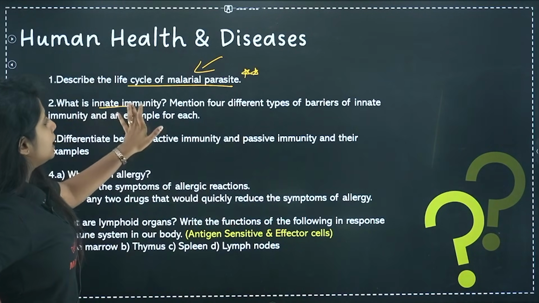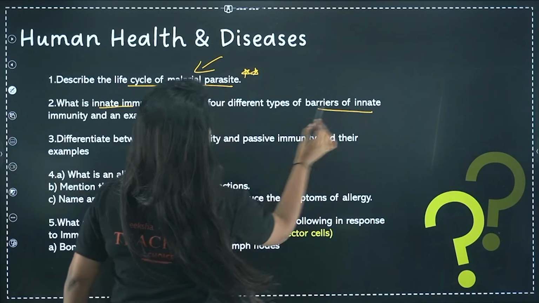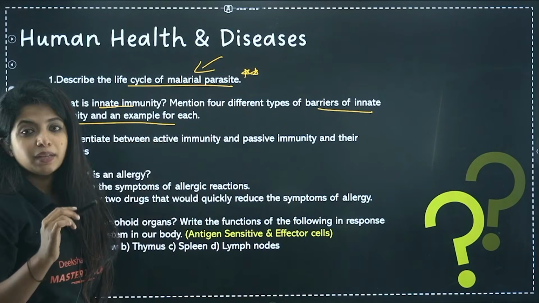Now, what is innate immunity? The difference between innate and acquired immunity can be asked, and also the barriers of innate immunity. There are 4 of them.